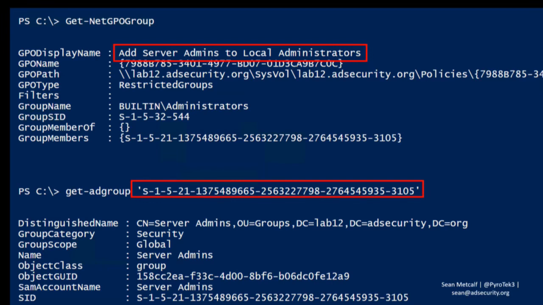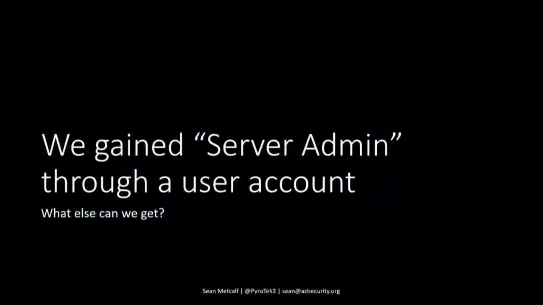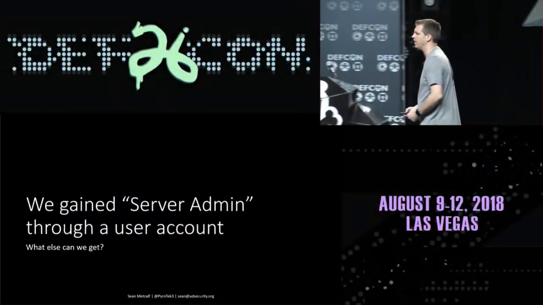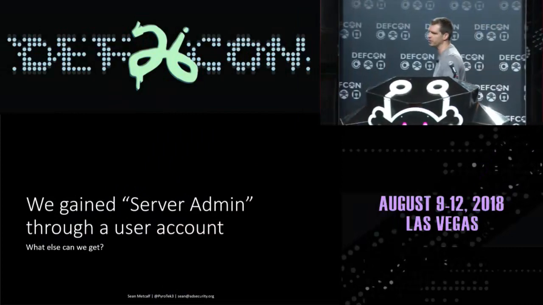So at this point, just because we compromised one user that had RDC admin rights, we were able to compromise all of the servers that are in the server OU. But what else can we get? What else can we find off an RDC, depending on the configuration?